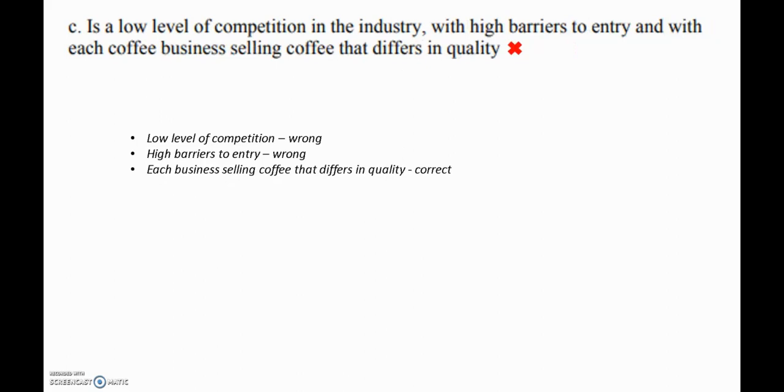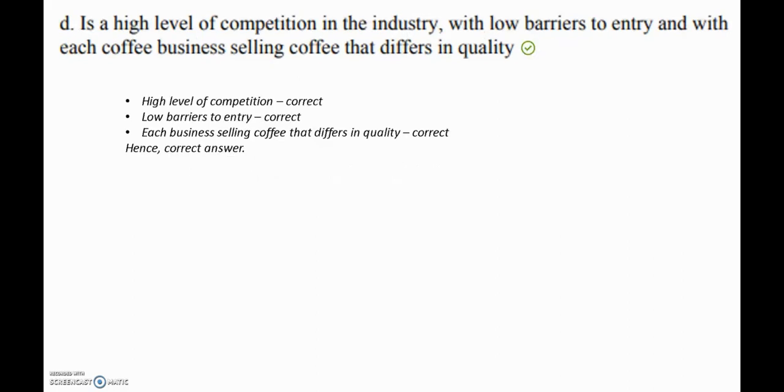C, is a low level of competition in the industry with high barriers to entry and with each coffee business selling coffee that differs in quality. Much like answer B, this is incorrect as monopolistic competition is characterized by high levels of competition and low barriers to entry. However, this answer is characteristic of monopolistic competition as it states that each business sells coffee of different quality. Hence, answer D is correct.